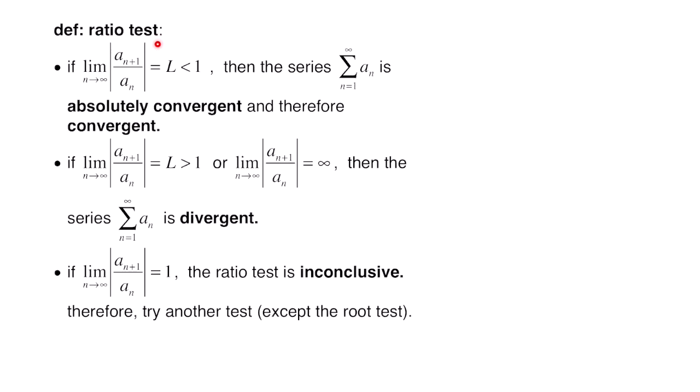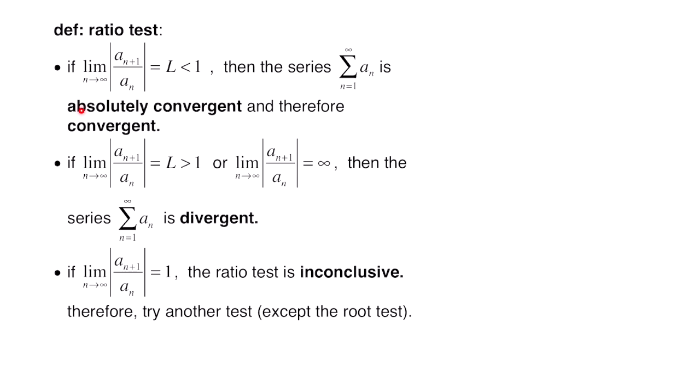Next, we have the ratio test. To apply the ratio test, we take the limit as n goes to infinity of the absolute value of a sub n plus 1 divided by a sub n. We evaluate this and we get out L. If L is less than 1, then the series a sub n is absolutely convergent and therefore convergent.